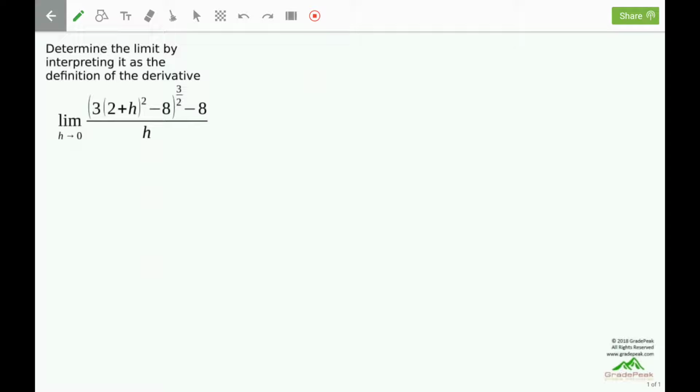This limit is of the form limit as h goes to 0 of f of a plus h minus f of a, all divided by h, which is the definition of the derivative and is therefore equal to f prime of a. So instead of working out the limit directly, we can, as an alternative, find the derivative of f of x, f prime of x, and evaluate it at a, f prime of a.